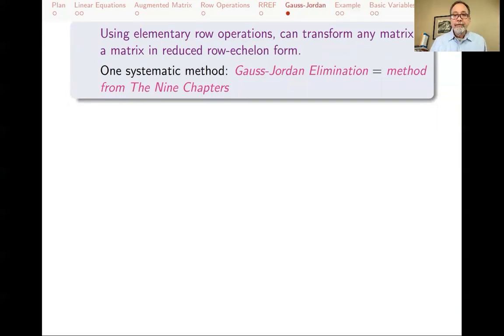The Gauss-Jordan Elimination first came about by Gauss, who was an 18th century mathematician, and Jordan later on made some additions to it. But an almost identical method was already in the book The Nine Chapters, a Chinese classic from the 2nd century BCE, a long time ago. And so I'm going to call it the method from the Nine Chapters. Not that Gauss knew about that, but it just seems the Nine Chapters had a 2,000-year head start on Gauss.